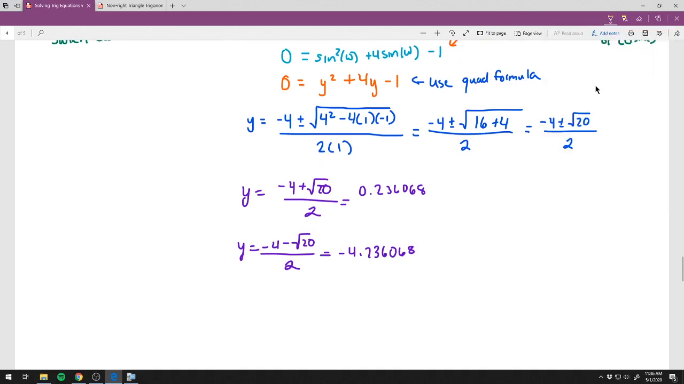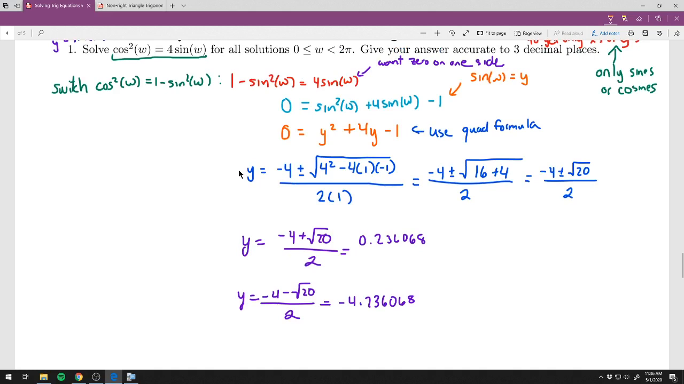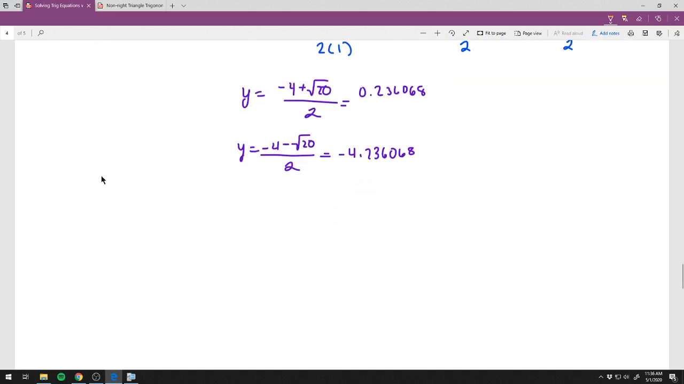Now that we have our two numbers, we solve each one. Remember to plug back in y equals sine of t. Or, sorry, not sine of t. We use w in this problem. So we've got to solve each one of these. We've got sine of w equals 0.236068, and sine of w equals -4.236068.